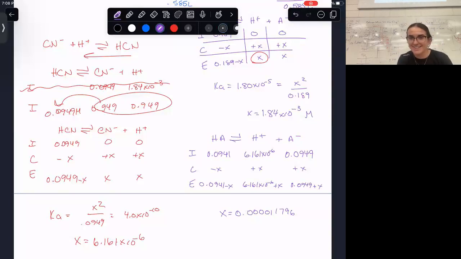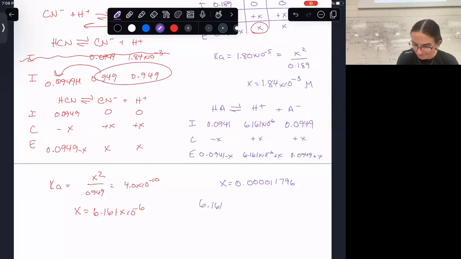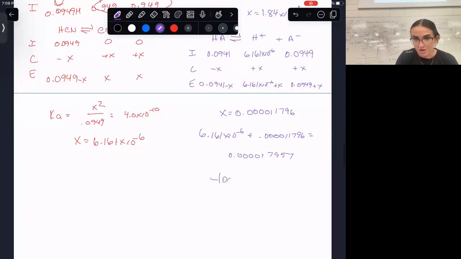So then you can take your 6.161 times 10 to the negative 6 plus this value that you just found, and you get 0.000, and you get negative log of that value there, and you get pH equal to 4.75. And that's your challenge problem.